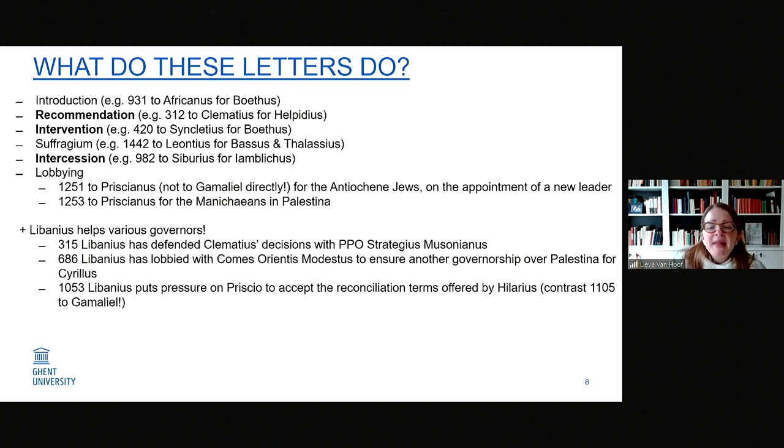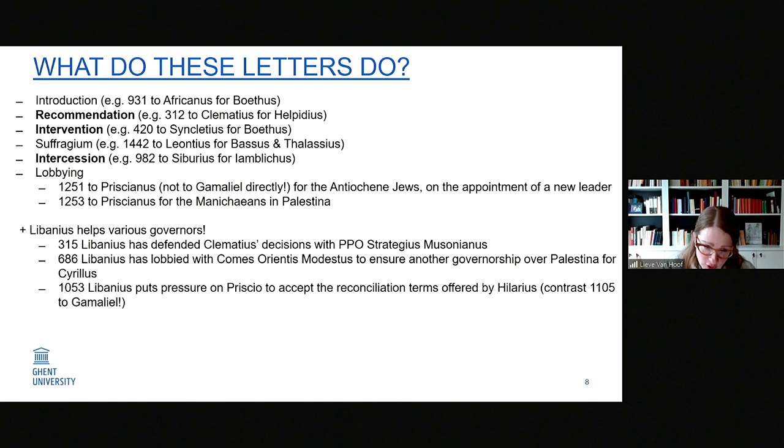And in the first letter, Libanius lobbies for the Antiochene Jews on the appointment of a new leader for them. Because he has heard, or the Jews in Antioch have heard, that somebody would be appointed as their leader whom they really do not want. And what Libanius tries to get from Priscianus, so from the governor, mind you, and not directly from Gamaliel, is to ensure that somebody else will be appointed as the leader of the Jews in Antioch.